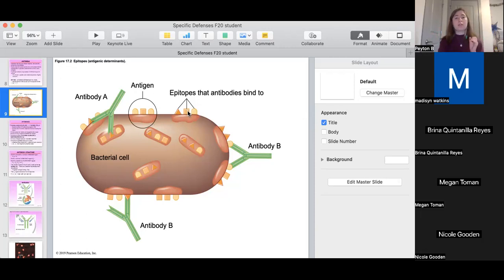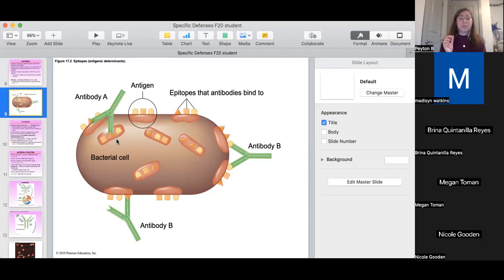Epitopes are the specific parts of an antigen that an antibody can bind to. See how on the antigen you have a triangle, a square, and a little dome. And then you have antibody B, and antibody B can only attach to the domes. So antibody B recognizes a specific dome epitope. Antibody A is attaching to the triangles. It recognizes specifically the triangle epitope.